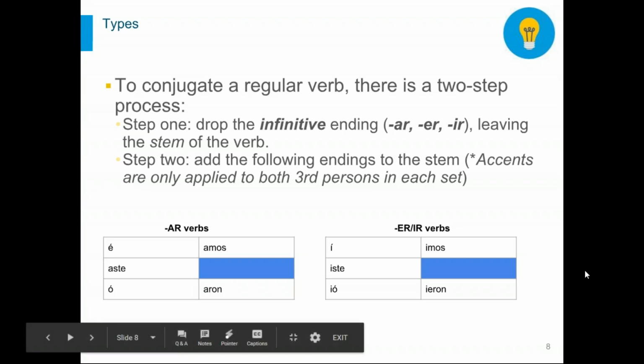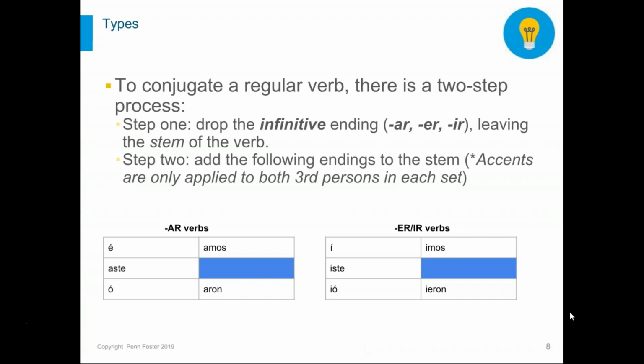And just before we move on, to pronounce those endings properly, on the left side you have: -é, -aste, -ó, -amos, and -aron. On the right side: -í, -iste, -ió, -imos, and -ieron.